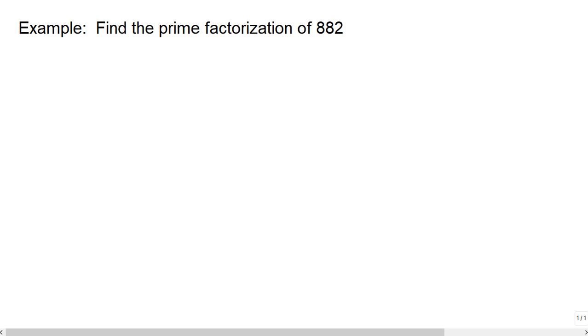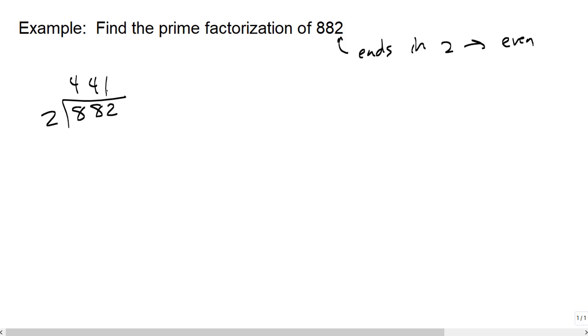Okay, now sometimes factoring gets a little bit confusing, so I'm going to give an example. Find the prime factorization of 882. Now, the first thing we recognize is that it ends in a 2, so it's even. That means it can be divided by 2. Now, if you divide it by 2, 882 divided by 2 is 441.